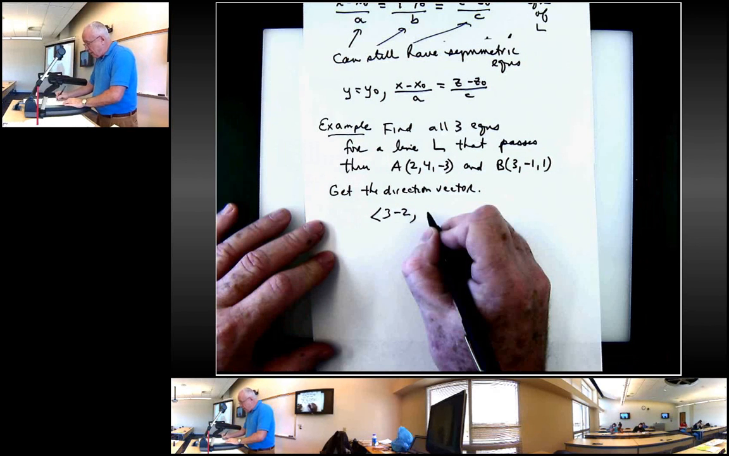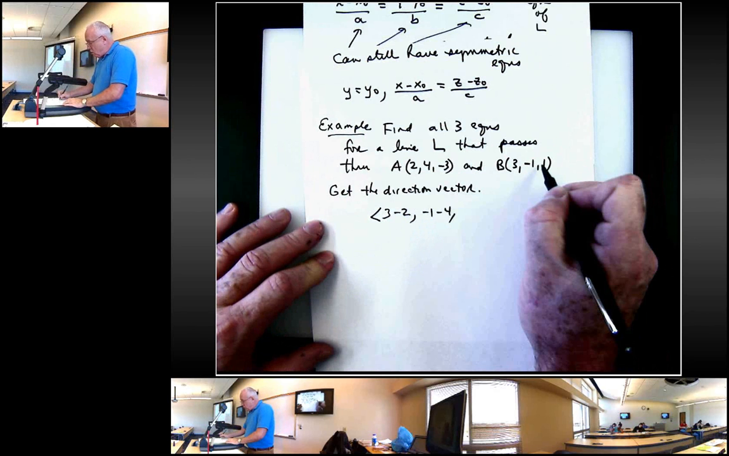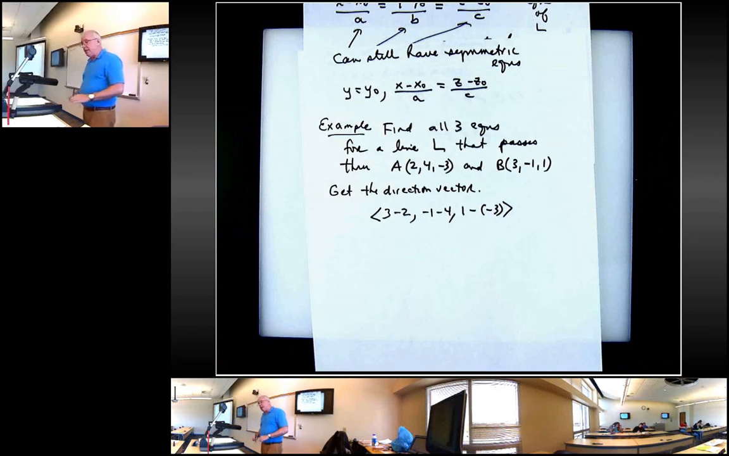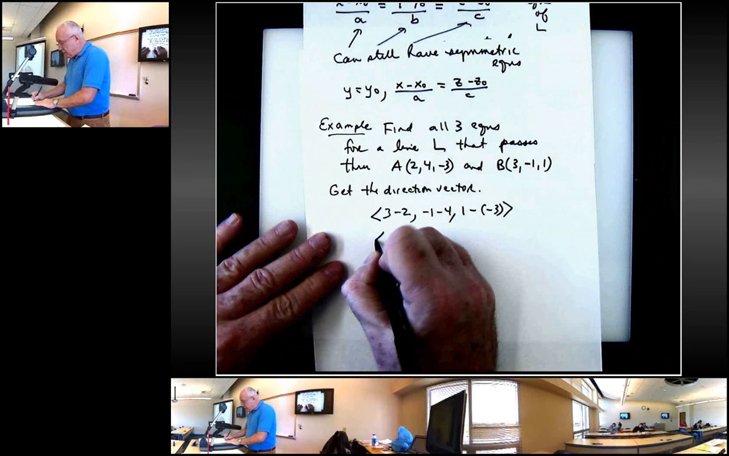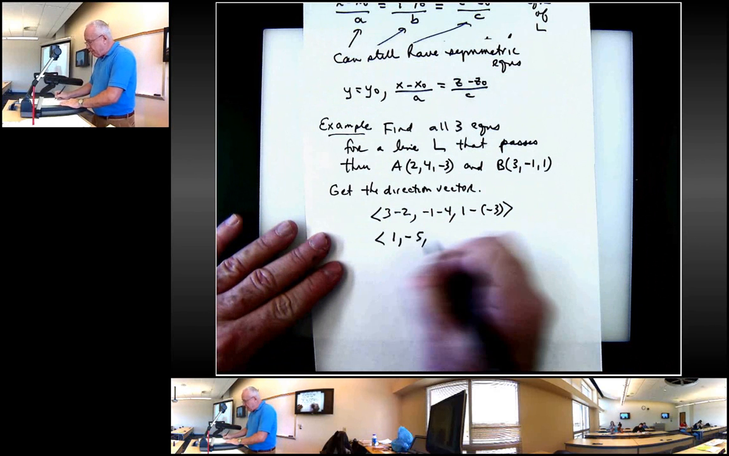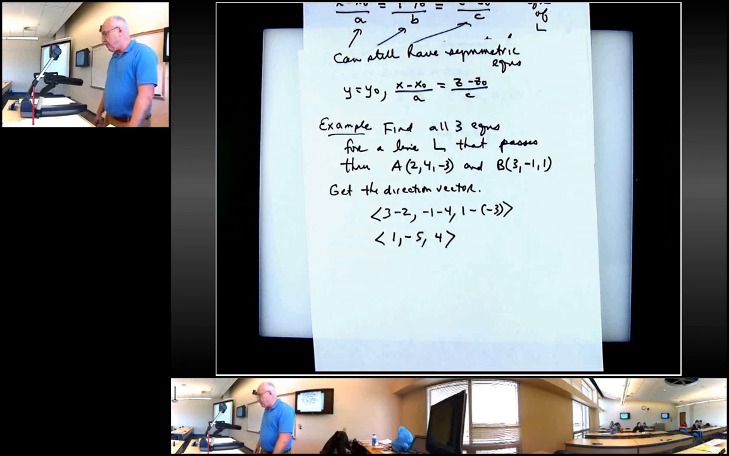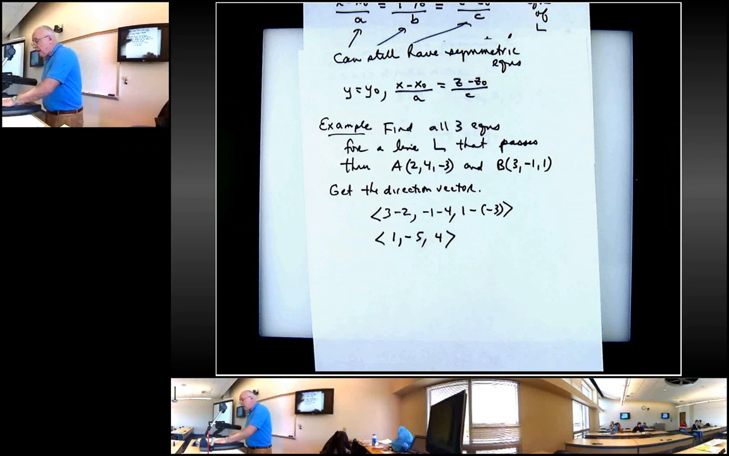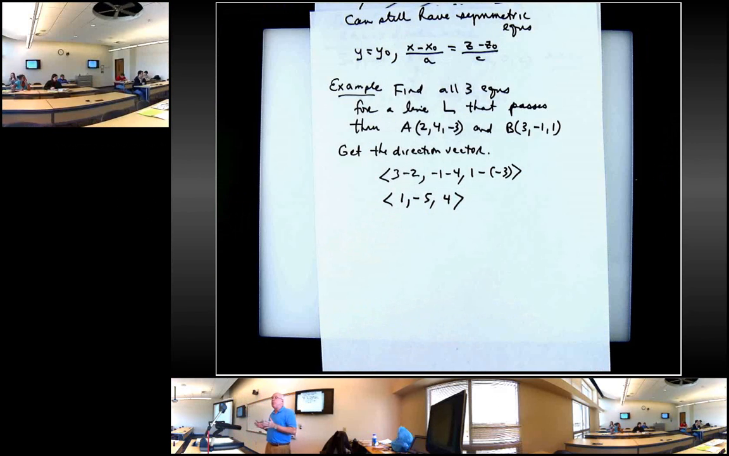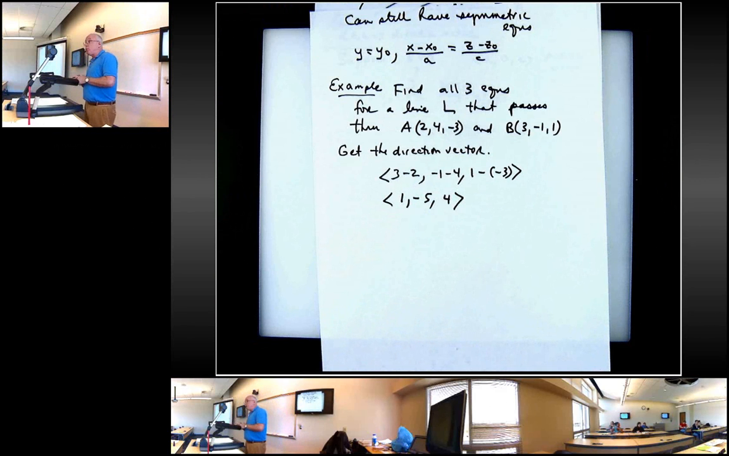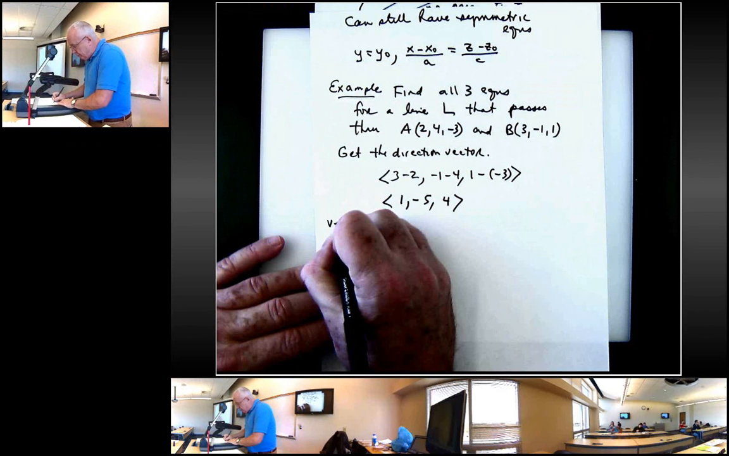Minus 1, minus 4, and then 1, and then we're going to have a double minus 3. So let's simplify this. Our direction vector then is going to be 1, minus 5, and this is 1 plus 3, or 4. So that's our direction vector. Okay, now we're pretty much good to go once we have that. Now we can use either one of the points. It does not matter. I'm just going to use point A, but you could just as well use point B as your single point. So let's then look at the vector equation.